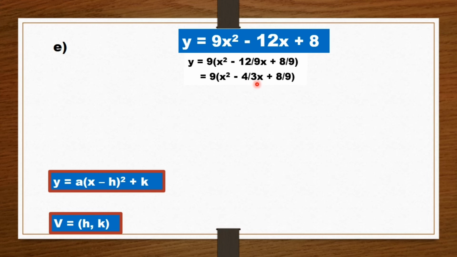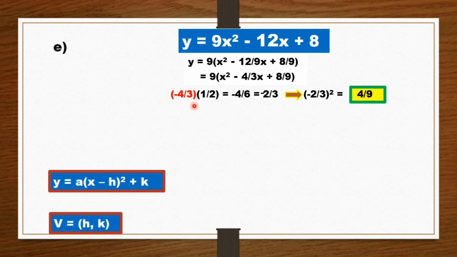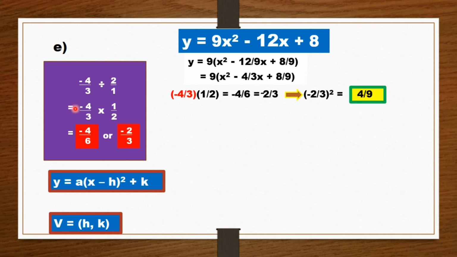The coefficient of x term here is negative 4 over 3. So we divide it by 2 and square it. So negative 4 over 3 times 1/2 is equal to negative 4 over 6, and reduce it, becomes negative 2/3. Negative 2/3 squared is equal to 4/9. So this is the computation.